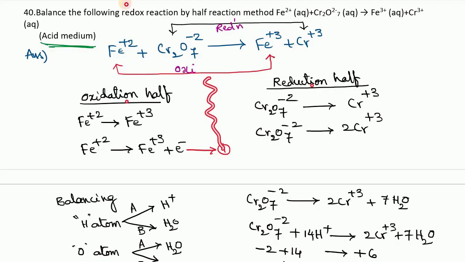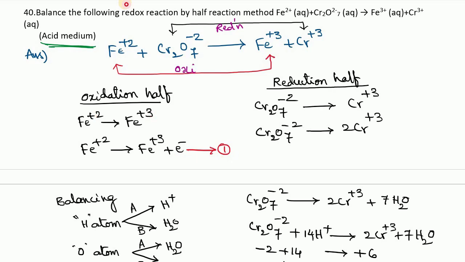Oxidation half: Fe2+ is becoming Fe3+. First, balance atoms other than oxygen and hydrogen. There is no oxygen and hydrogen here. Fe2+ to Fe3+ means loss of electron, that's why I am writing the electron on the products side. Take this as equation 1.